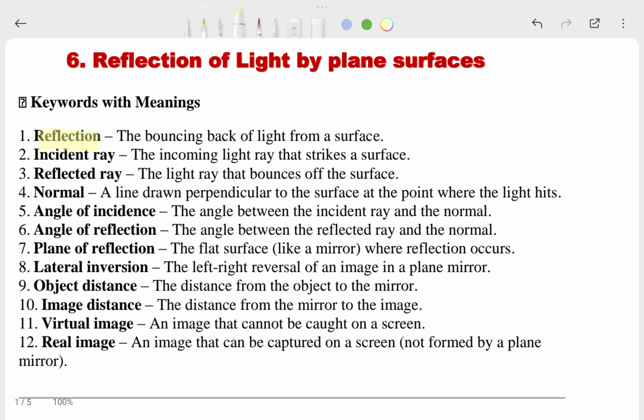The keywords are: reflection, incident ray, reflected ray, normal, angle of incidence, angle of reflection, plane of reflection, lateral inversion, object distance, image distance, virtual image, and real image. So there are 12 keywords in this chapter.